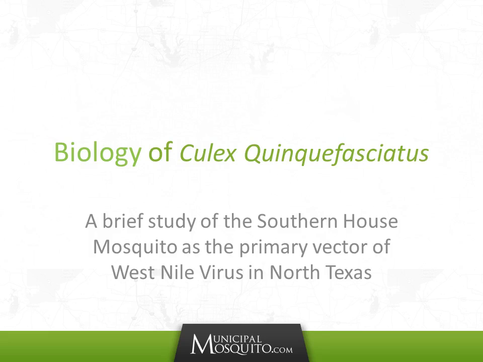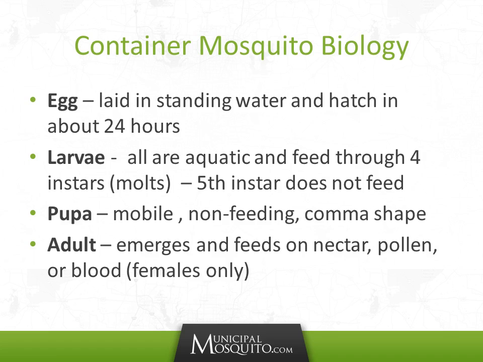Let's take a look briefly at the biology of Culex fasciatus, or the southern house mosquito, considered to be the primary vector of West Nile virus in the North Texas area. Culex fasciatus is a standing water mosquito or a container breeding mosquito. It has complete metamorphosis: egg, larvae, pupae, and adult. It has a mobile pupal stage, which travels throughout the water column. Adult females feed on blood, males feed on pollen and nectar.